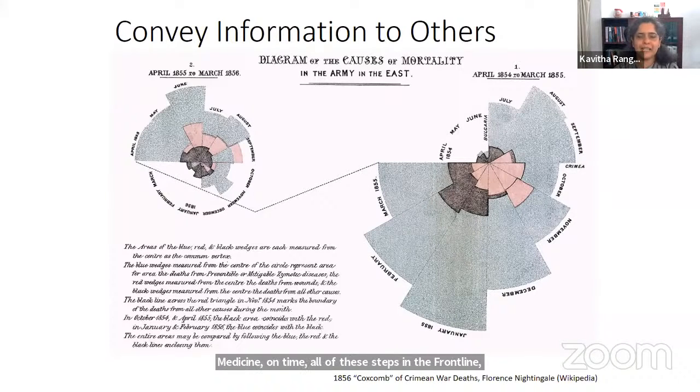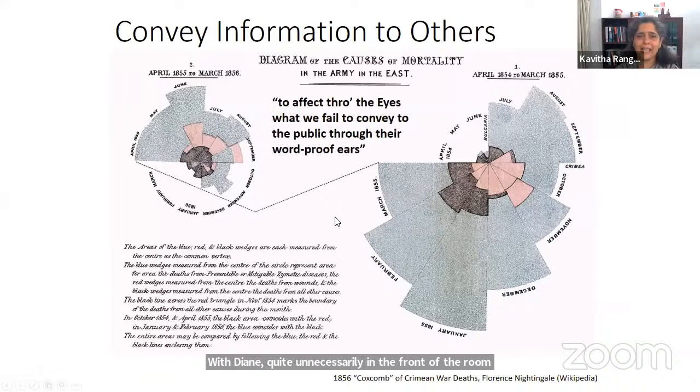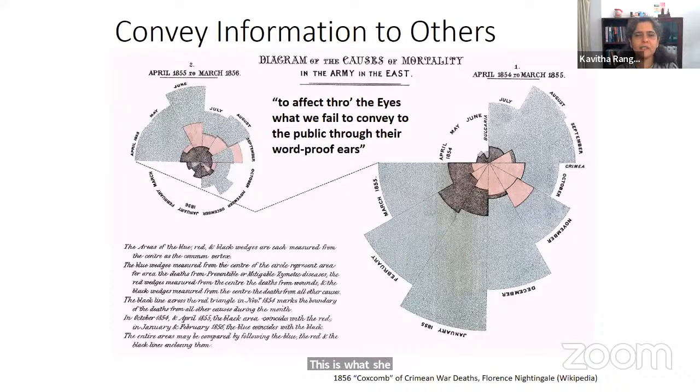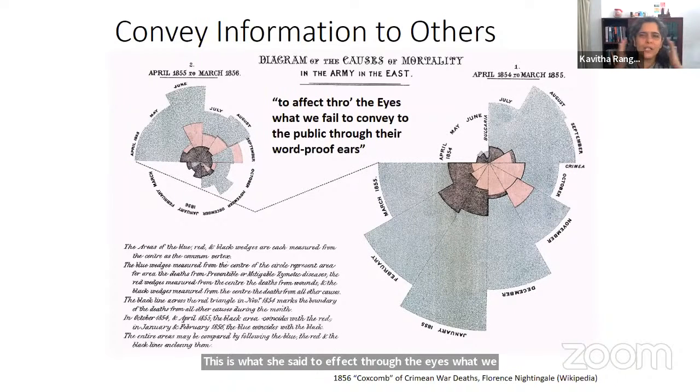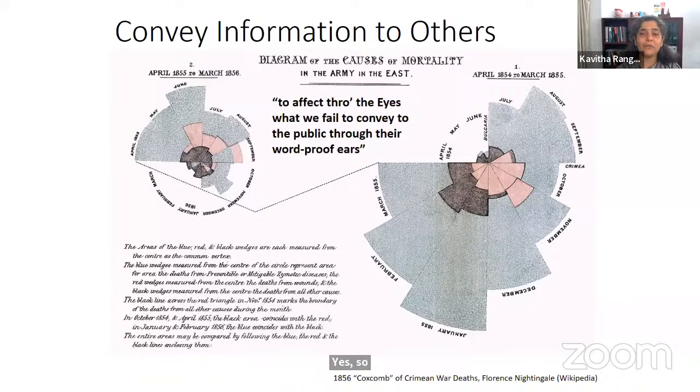So she was trying to create this graph to actually mobilize more resources for the soldiers who were dying quite unnecessarily at the front of the war. This is what she says: to affect through the eyes what we fail to convey to the public through their word-proof ears. So our ears have stopped hearing. Let's try to get through to them through our eyes.